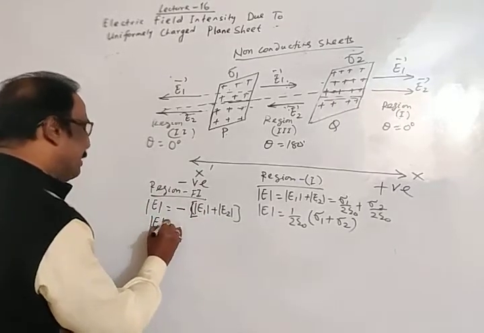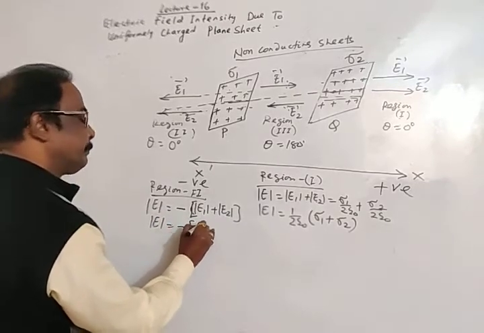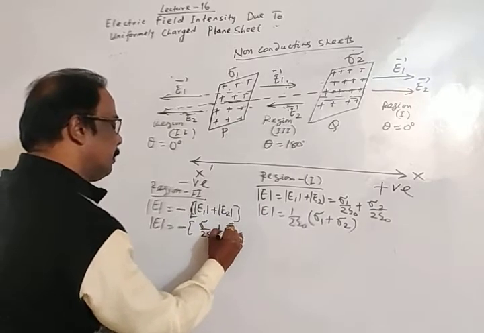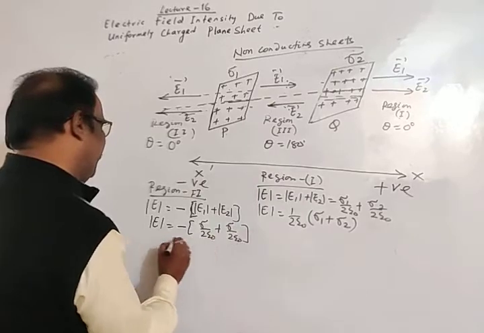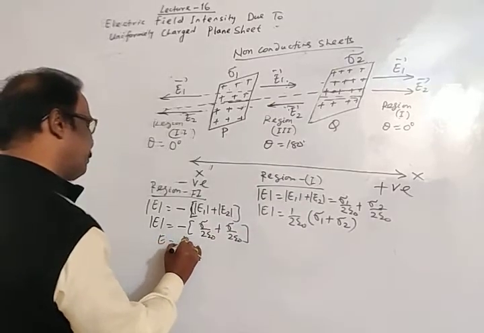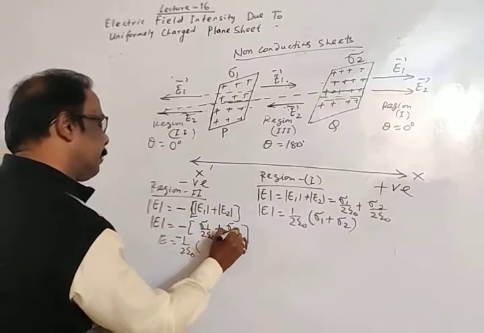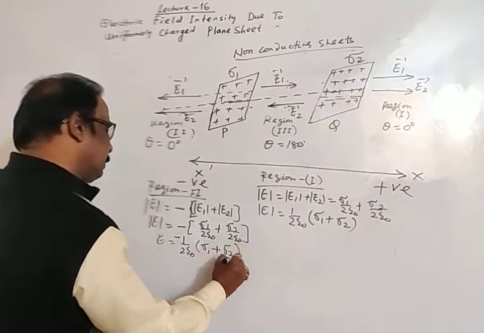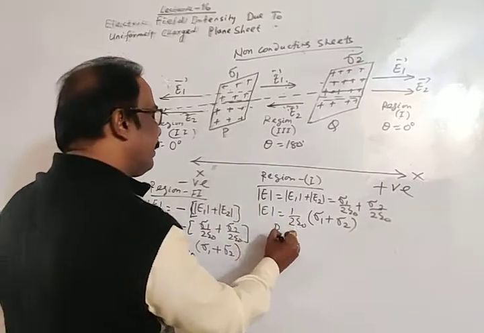So the resulting electric field is minus sigma by 2 epsilon naught plus sigma by 2 epsilon naught. Finally we may write minus 1 by 2 epsilon naught, this is sigma 1, this is sigma 2, sigma 1 plus sigma 2. Then for region 3, I am doing here.